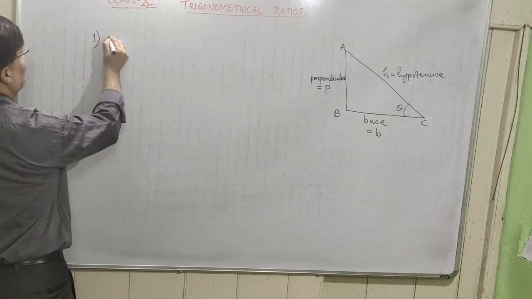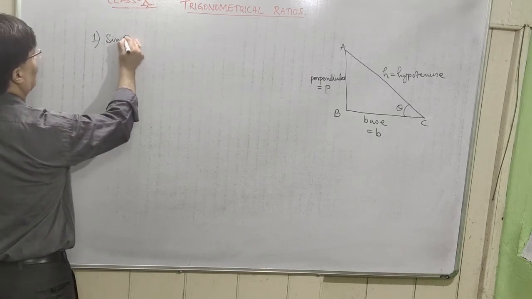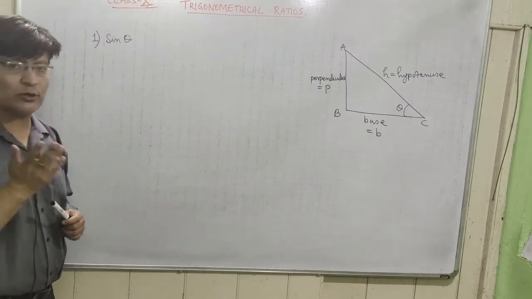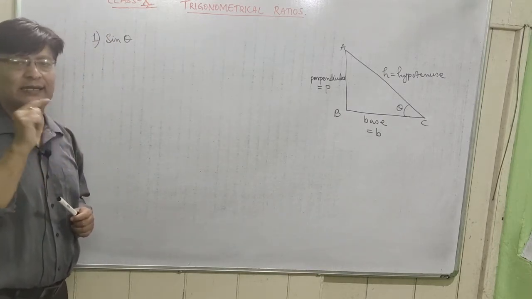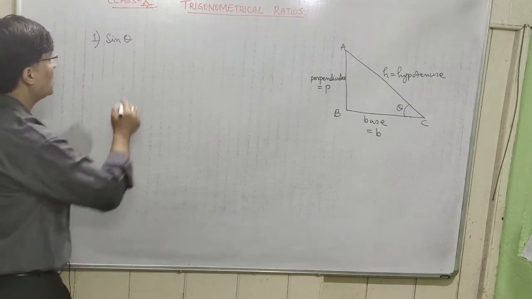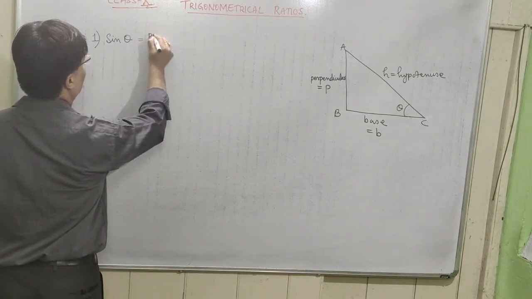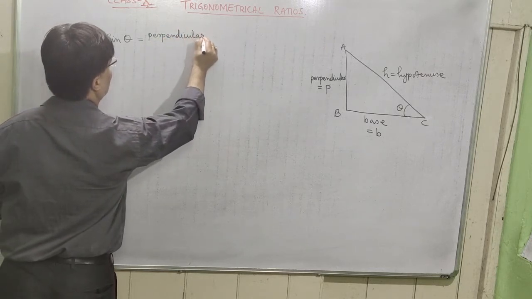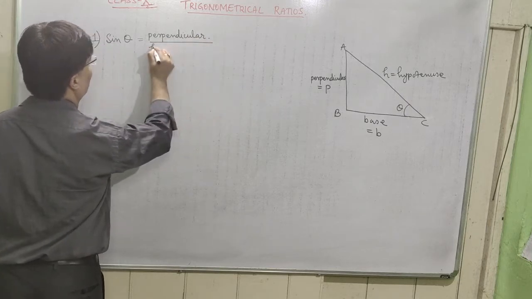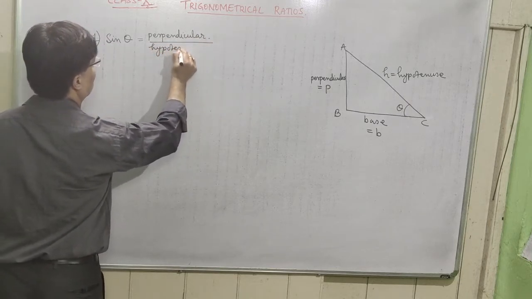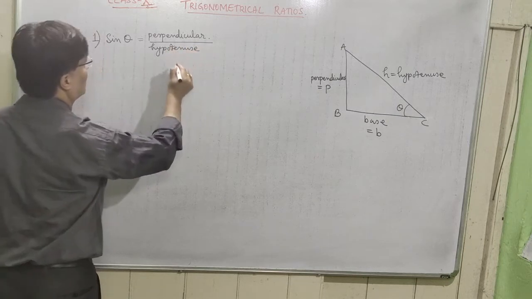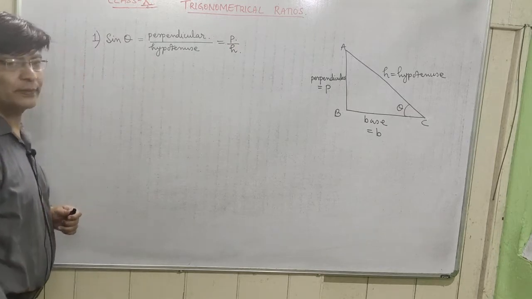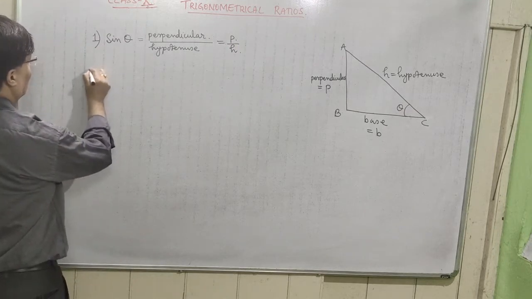Now first one is sine of an angle theta. We don't write the full form of sine, we write only the shortcut form of sine, that is sin theta. So its formula will be perpendicular by hypotenuse. Sine theta is equal to perpendicular divided by hypotenuse, which is equal to P upon H. Right?